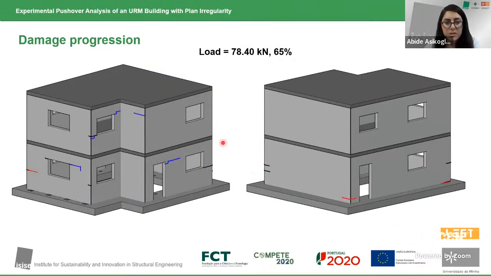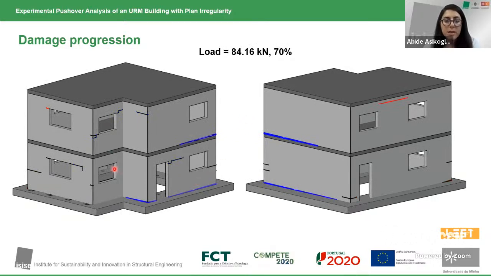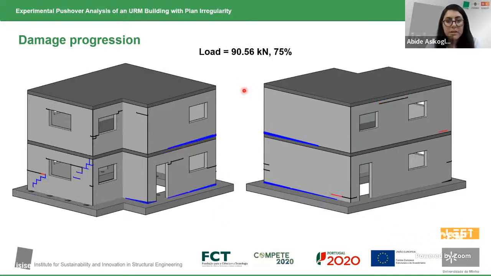Continuing by increasing the force, the cracks elongated, and we started to have more horizontal cracks at the setback. And then at 70% of the total weight, the uplift of the structure was more evident at the base of the first level and also at the base of the second floor. And finally, this is the last step before the failure. The uplift was much higher, but we also started to observe some shear damage in the front facade.